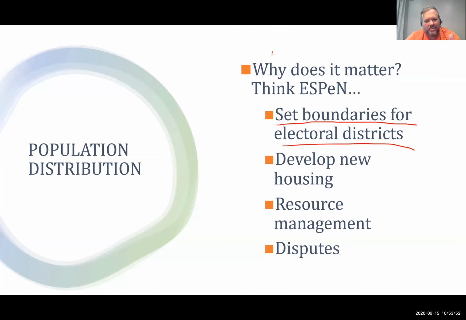We do that with the census and figure out where everybody lives, where we're going to put housing developments, how resources are going to be managed, who's going to get those resources. It's also going to be critical in disputes, international disputes or regional disputes. And so distribution plays a big role in how we behave.